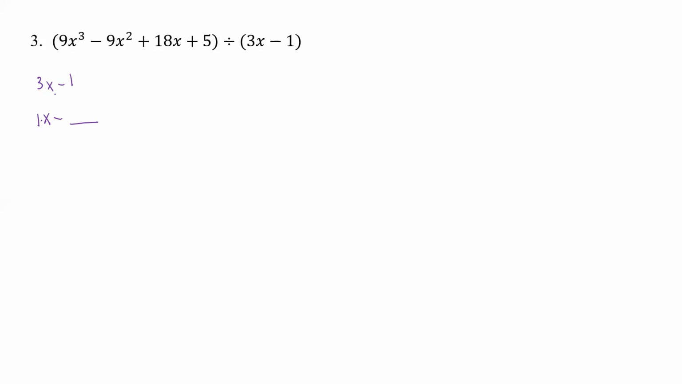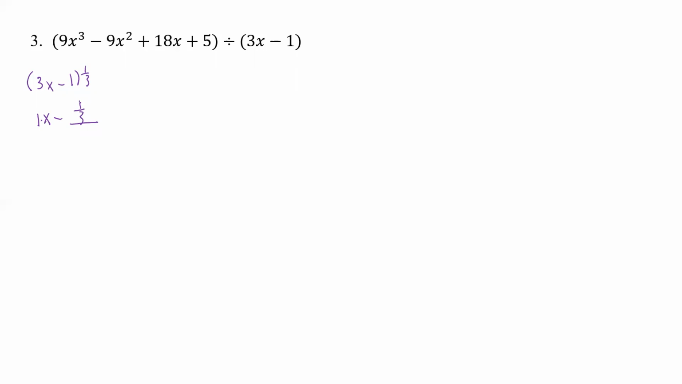Well, we're going to have to divide by 3, right? 3 divided by 3 is going to give us 1. So what I'm going to do is take 1/3 times everything here. So 1/3 times this is going to give me x, and 1/3 times that's going to give me a minus 1/3.